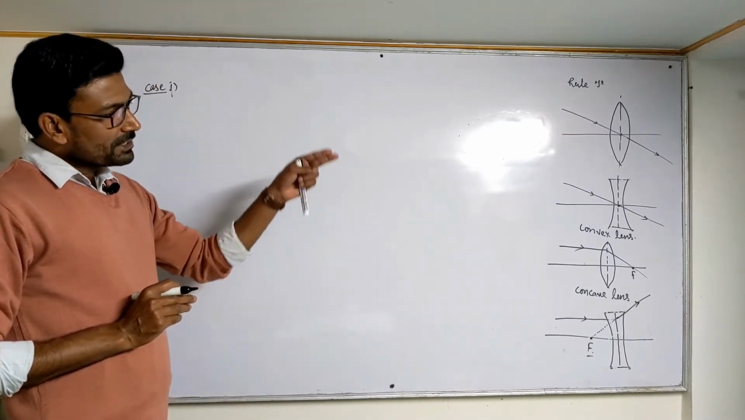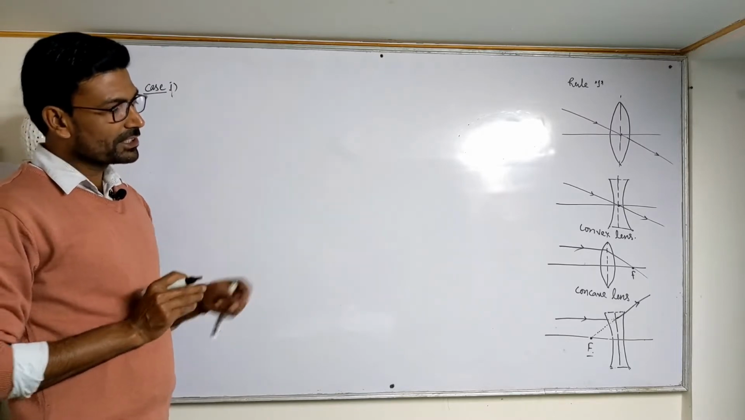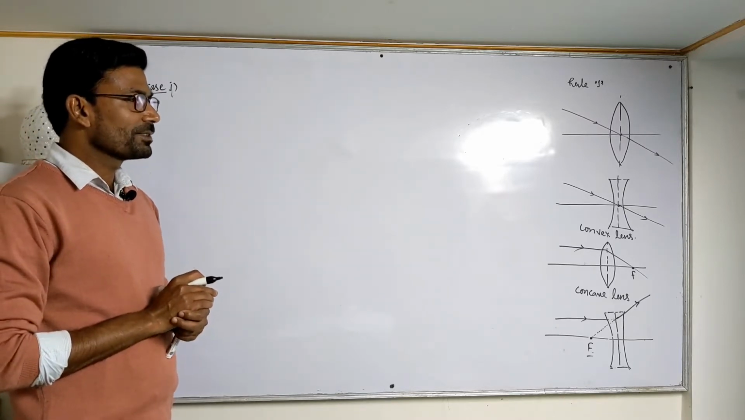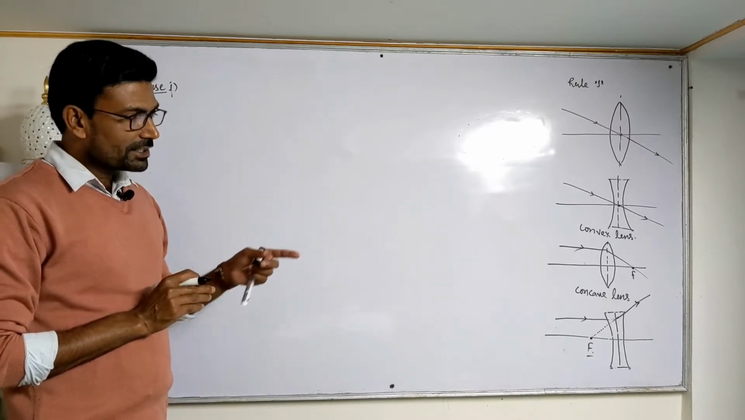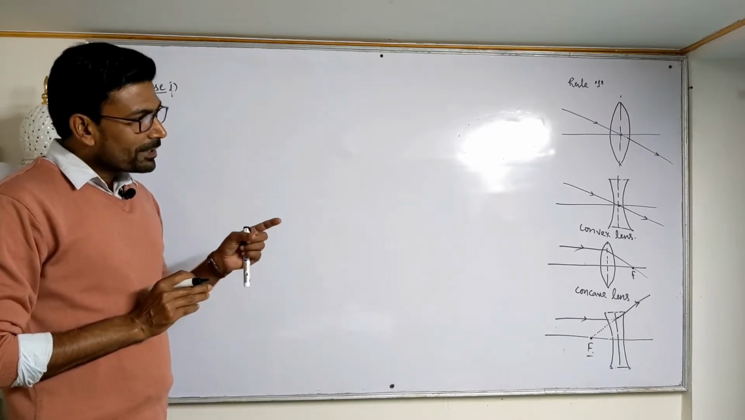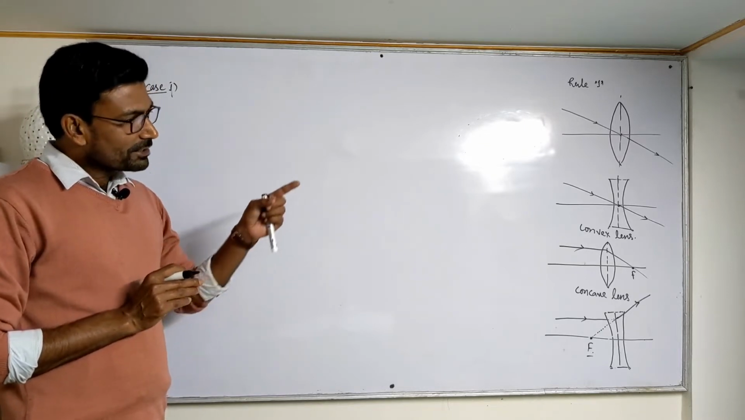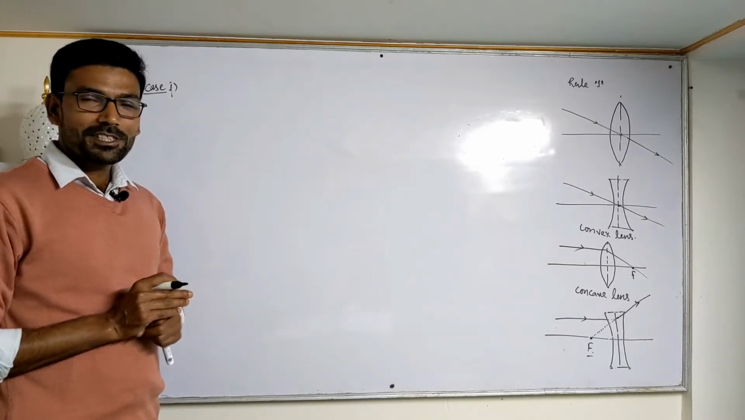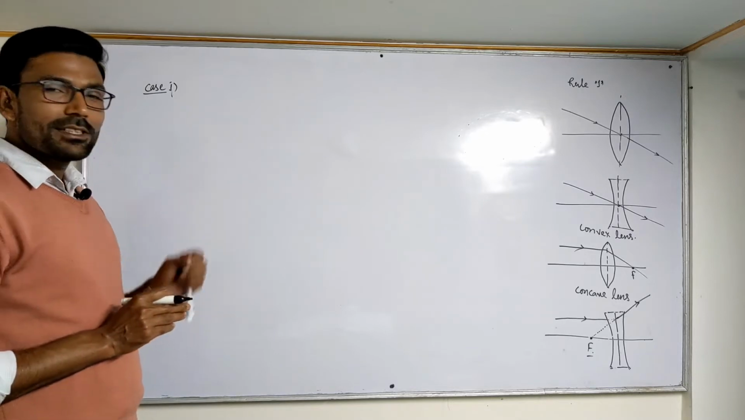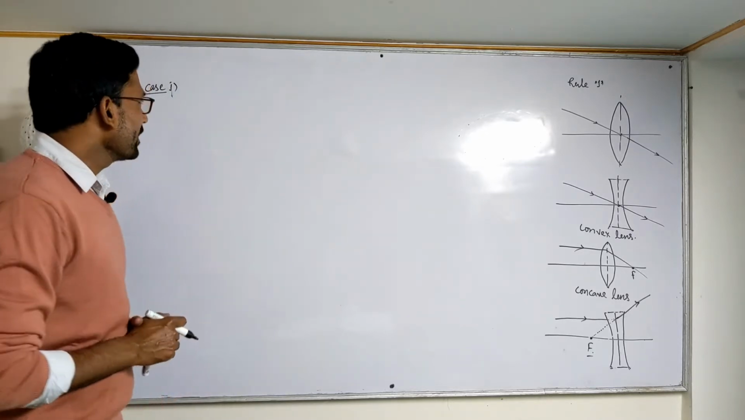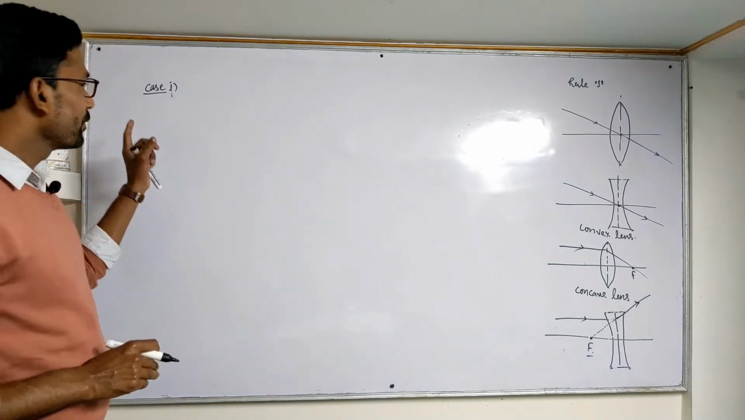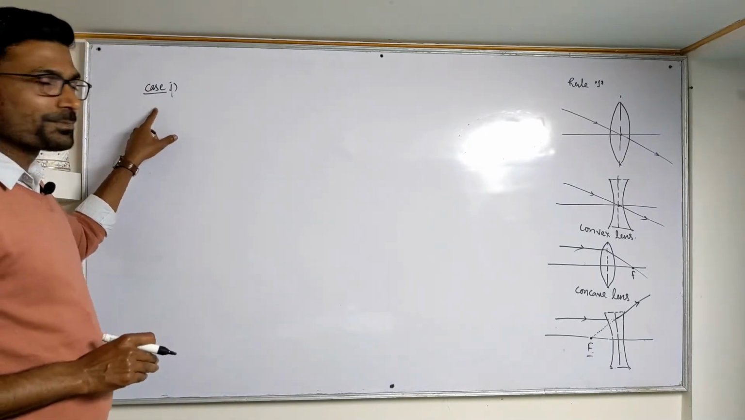So by taking these two phenomena, it means the rays of light incident on different lenses in this way and their path after refraction, which we have discussed before, are going to be used in the formation of images by lenses. Now we are going to discuss the first case.